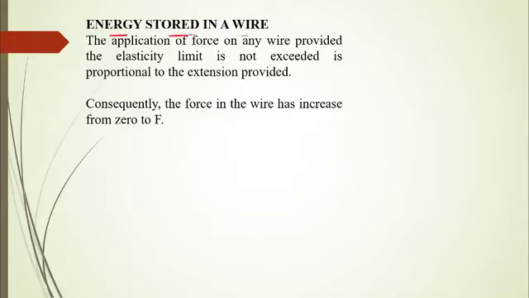What about the energy that is stored in a wire? Note that the application of force on any wire, provided the elastic limit is not exceeded, is proportional to the extension produced. That is Hooke's law. Hooke's law applies when the elastic limit has not been exceeded. So consequently, the force in the wire has increased from 0 to F.